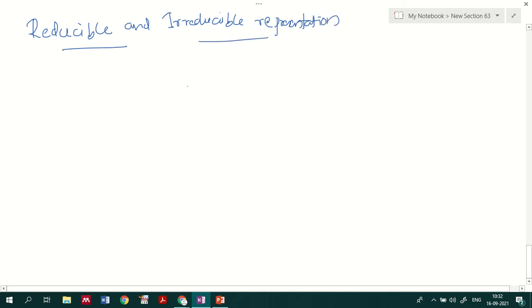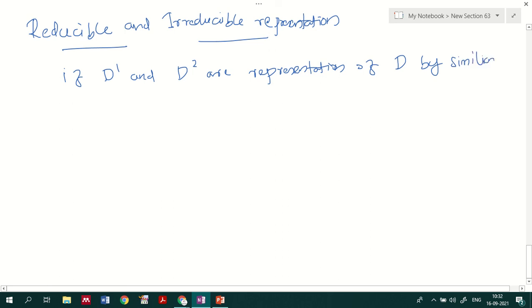Before that, let me introduce a few more terms that are important to you, that is reducible and irreducible representation. Reducible and irreducible representation. Now let me consider if d1 and d2 are representations of d by similarity transformation.